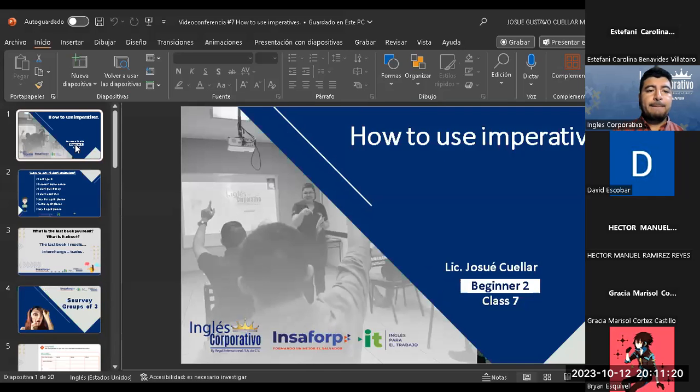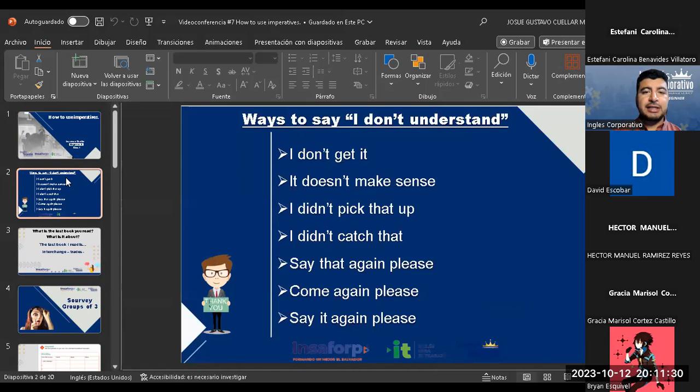So remember, the topic of the class number 7 is how to use imperatives. ¿Cómo usar imperativos? So the vocabulary that I have here for this class is the next. Ways to say I don't understand. Son diferentes maneras para decir yo no entiendo, o sea, I don't understand. Y por supuesto, of course, you can use I don't understand all your life. Toda tu vida puedes utilizar I don't understand.